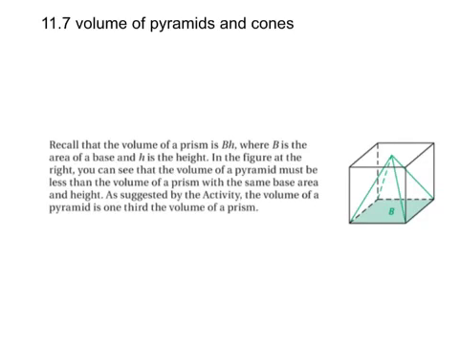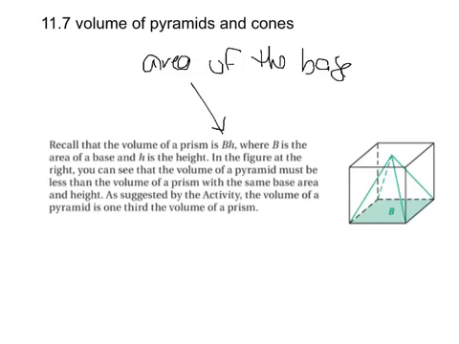11.7, the volume of pyramids and cones. First of all, I wanted to talk about how we can compare the volume of these prisms versus how we're going to compare them with pyramids and cones. So if we look, the volume of a prism is big B times H, where big B is the area of the base, and H is the height.